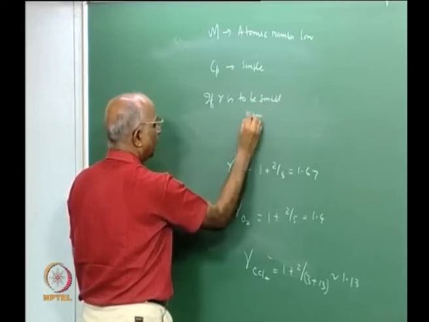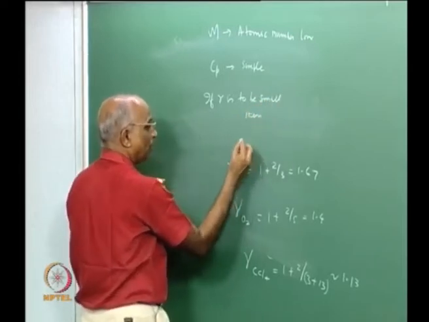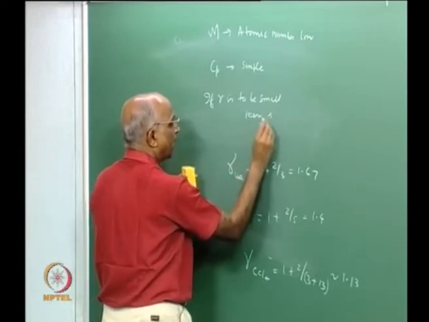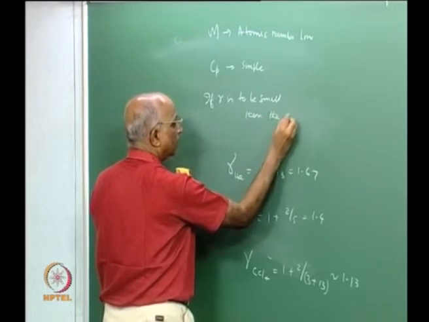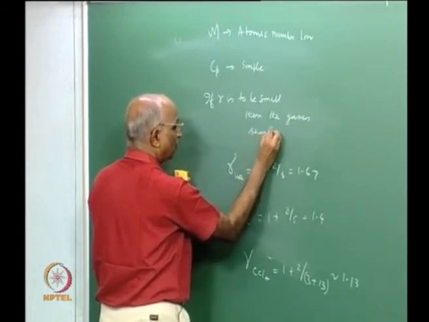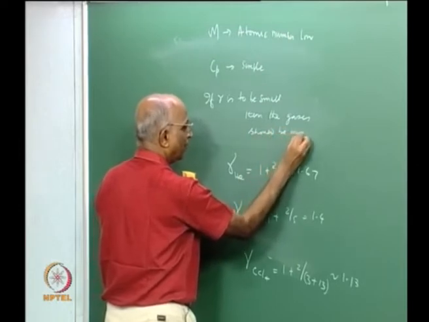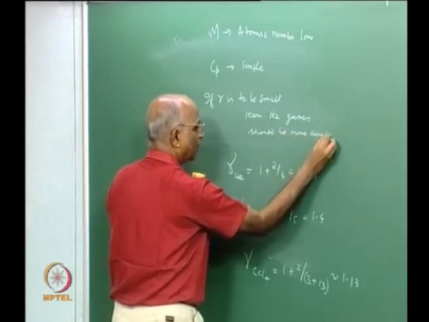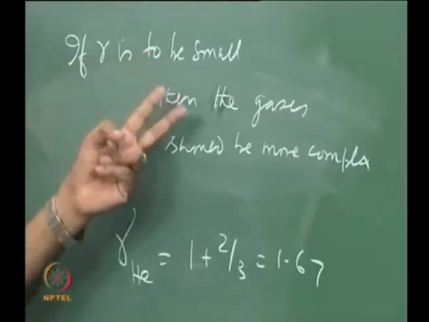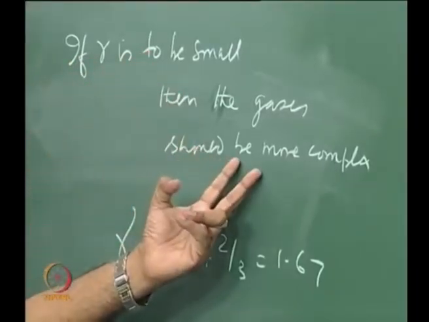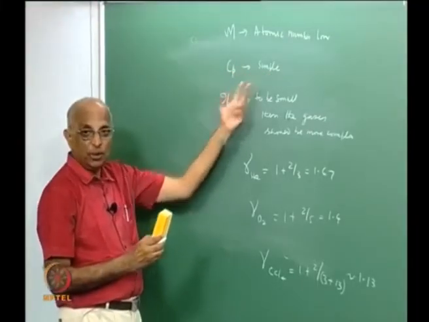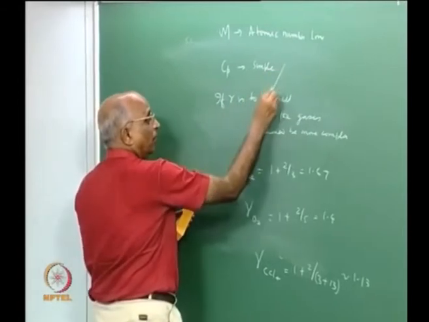then the gases which are passing through the nozzle should be more complex. Gamma requires to be small, so the gases must be more complex, but for Cp to be small, the gases must be simple. It is just opposite of what we want.